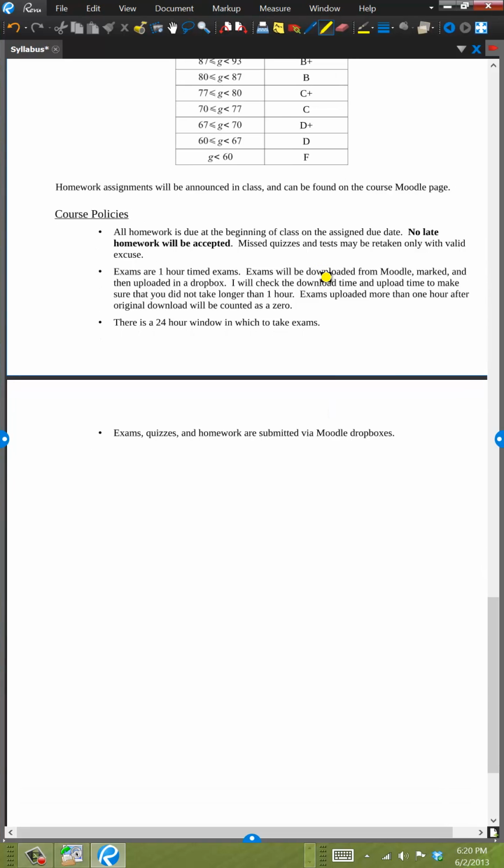Let's see. Homework assignments are announced in class. Well, not in class for this section. They're found on the course Moodle page. Everything for the online section is through Moodle.